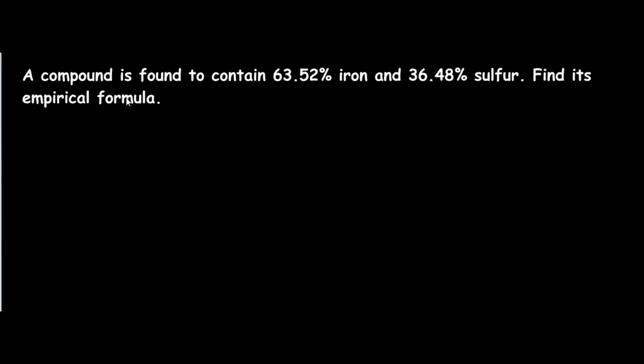A compound is found to contain 63.52% iron and 36.48% sulfur. Find its empirical formula. So again, if you are given a percentage, you assume that the total mass is 100, so that the percentage is equal to the grams, 63.52 and 36.48 grams. If you have the number of grams or the mass, you have to get the number of moles.